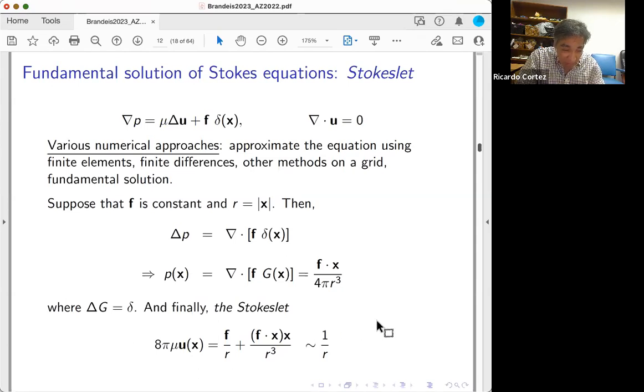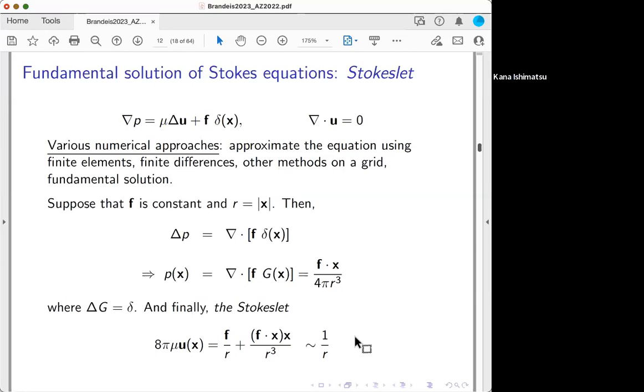And this is the well-known formula which is called the Stokeslet. One thing to notice is that this is singular, as it typically happens with fundamental solutions, but the singularity is 1 over r. And this is the Stokeslet.